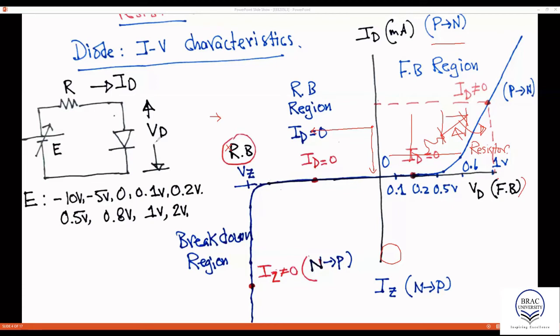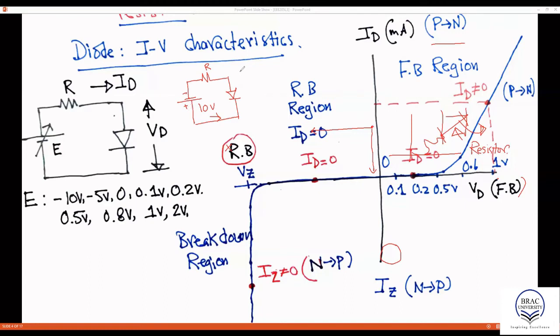Next, let's say we're going to apply the voltage. We start from minus 10 volt. So when we apply minus 10 volt, the polarity changes. So we have 10 volt, minus 10 volts. You see the polarity changes. It's a negative terminal, positive terminal, and the resistor. In that case, you notice the P side of the diode is connected to the negative terminal and the N side of the diode is connected to the positive terminal.